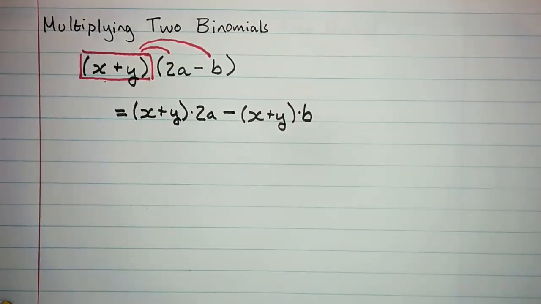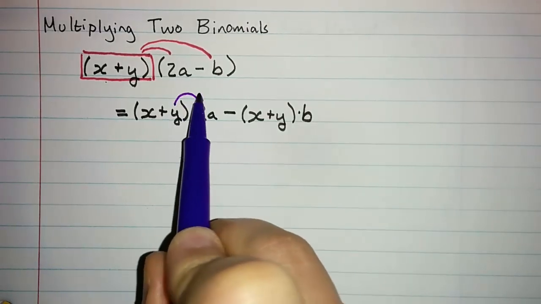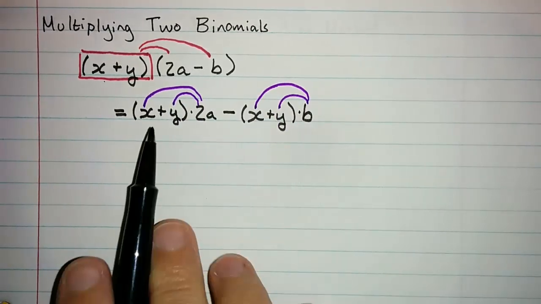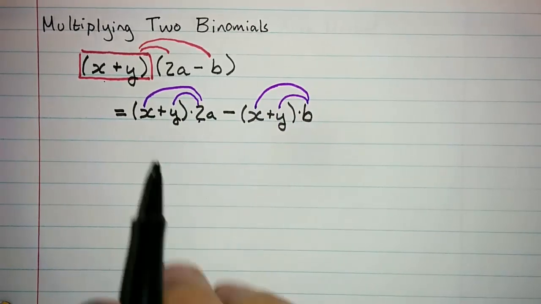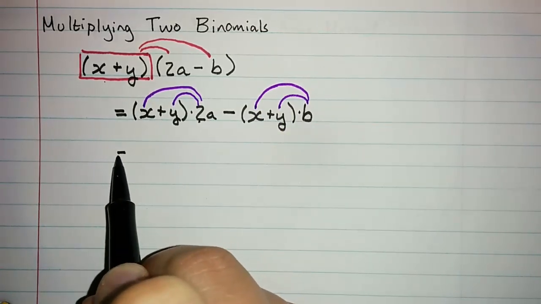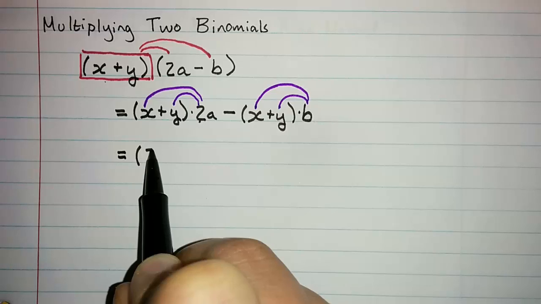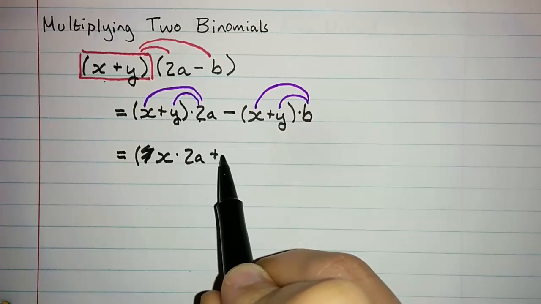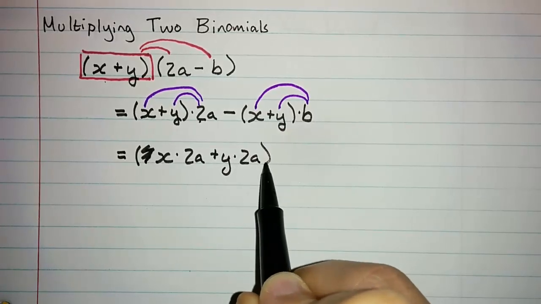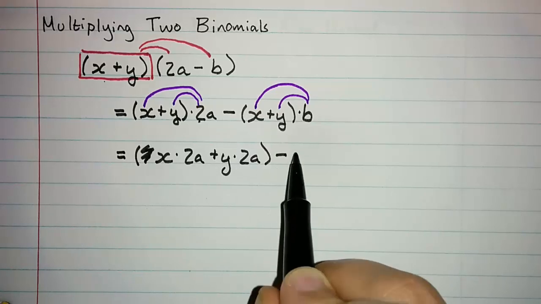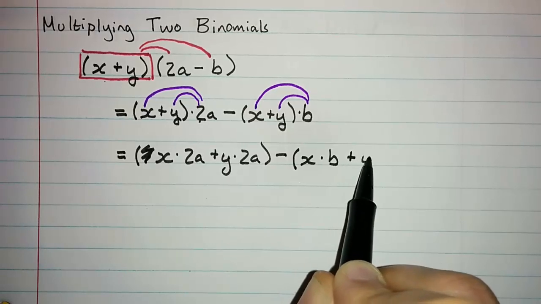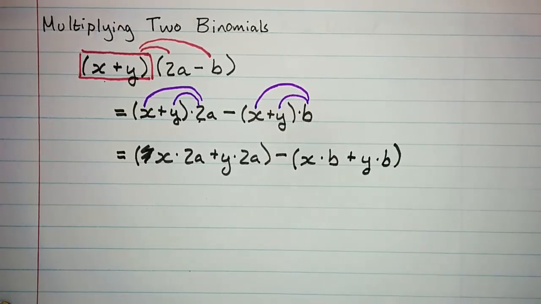But now we can use the distributive property again. Using the distributive property here, we'll have x times 2a plus y times 2a. This minus is this minus: x times b plus y times b. I told you this got a little bit messy.